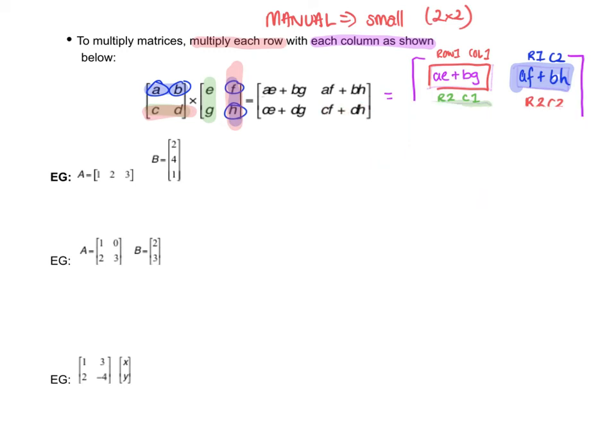Alright, so we're going to do some examples. We're going to try multiplying this matrix A by this matrix B. So first I'm going to check: it's a 1 by 3 with a 3 by 1. So is it defined? Yes, it's defined because the number of columns in the first equals the number of rows.